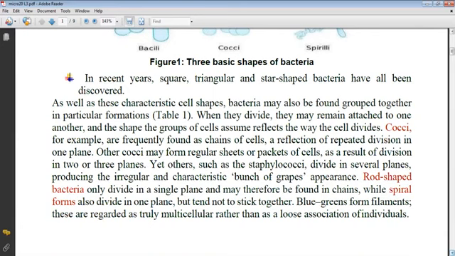As well as these characteristic cell shapes, bacteria may also be found grouped together in particular formations. This is called arrangement. When they divide, they may remain attached to one another, and the shape of the groups of cells assumed reflects the way the cell divides. Cocci, for example, are frequently found as chains of cells, a reflection of repeated division in one plane.